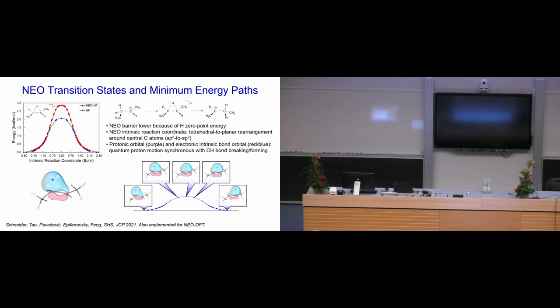Now we can also plot the proton orbital and the electronic intrinsic bond orbital along the minimum energy path, and that's what's shown here. Purple is the proton orbital. It's going to be much more localized than the electronic one. And what you can see is as we move along this minimum energy path, the proton and the electron are moving synchronously. They're moving together. And so we could imagine cases where they do not. In this particular case, they do. So that's the level of information you can get from the NEO method.